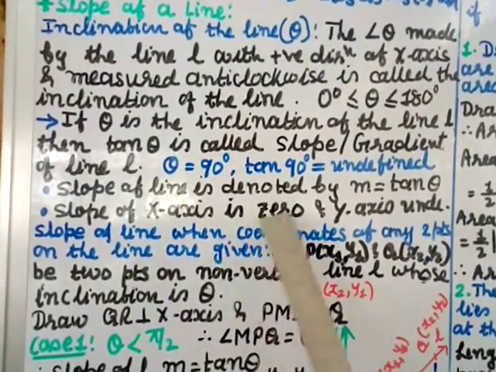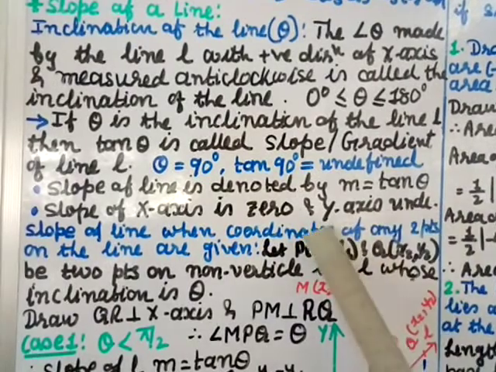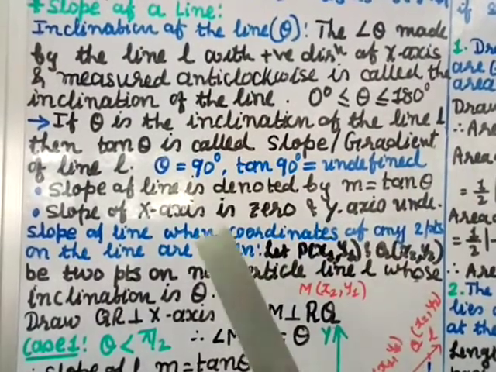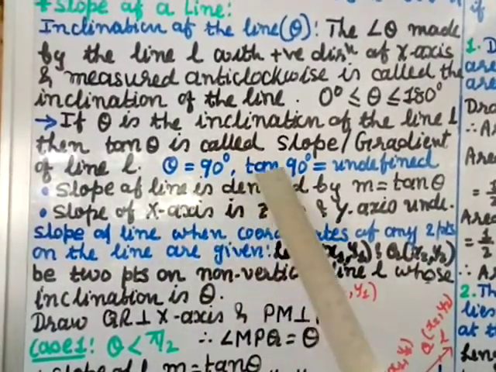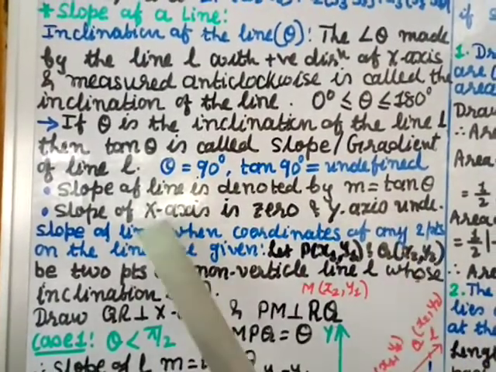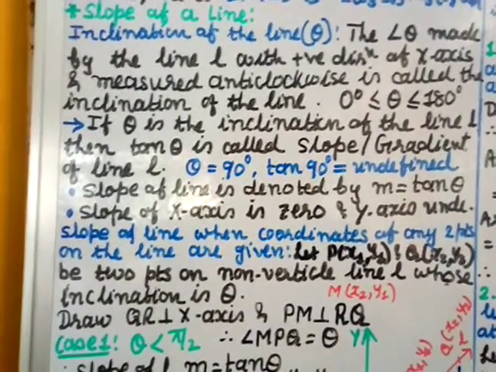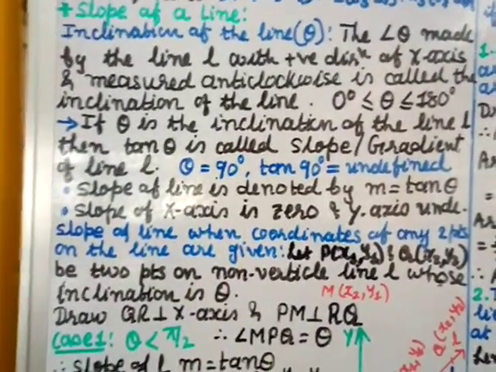Slope of x-axis is 0 and y-axis is undefined. Why for y-axis undefined? Because y-axis makes angle with x-axis 90 degree and tan 90 is undefined, therefore slope of y-axis is undefined. And x-axis with itself, the angle is 0. So tan 0 is 0, so slope of x-axis is 0.